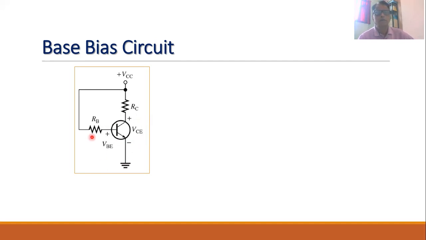Observe that the base terminal of the transistor is connected to the resistance RB, and the other terminal of the resistance RB is connected to the positive VCC. The voltage between the base and emitter terminal is called VB. So you will find that this is the simplest type of biasing circuit. By using such a circuit, we can apply appropriate voltages to the base, emitter, and collector of the transistor. We can adjust the values of RB and RC in such a way that the Q point of the transistor will be at the center of the DC load line.